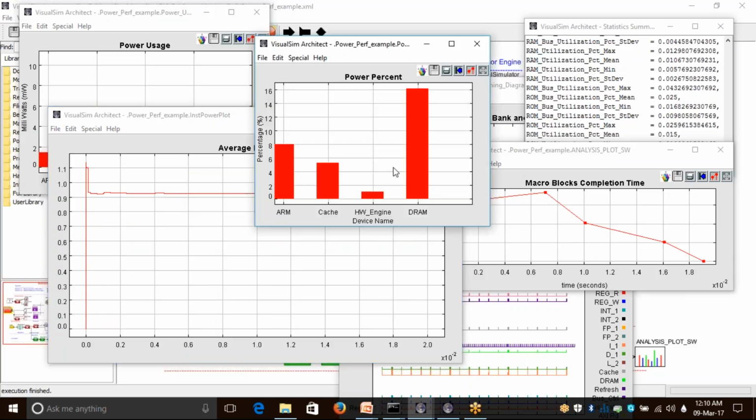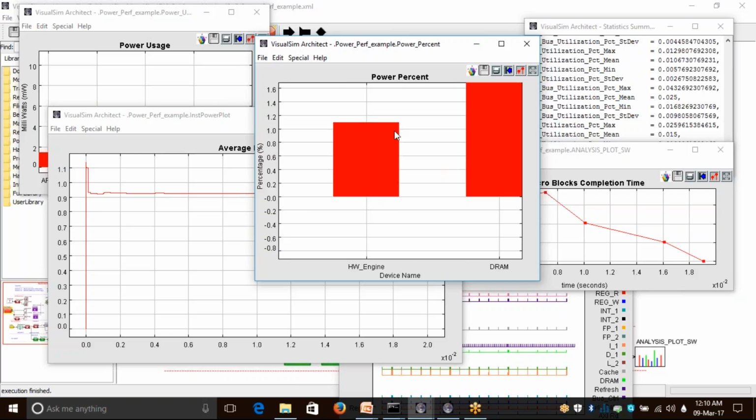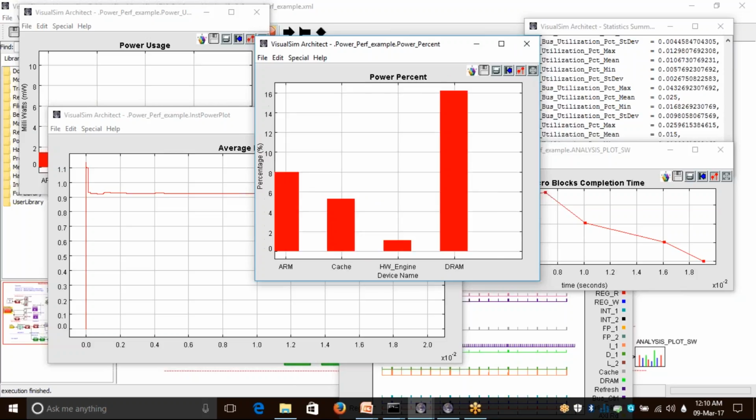And also, if I look at the power percentage of different devices, earlier my hardware engine was consuming more than 35%, whereas it is now close to 1% of my entire system power consumption.